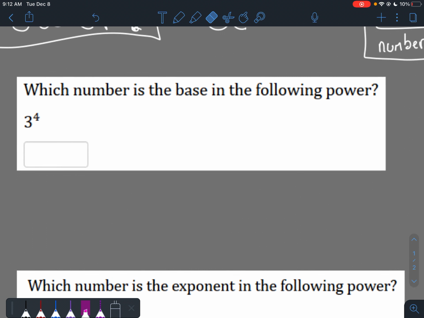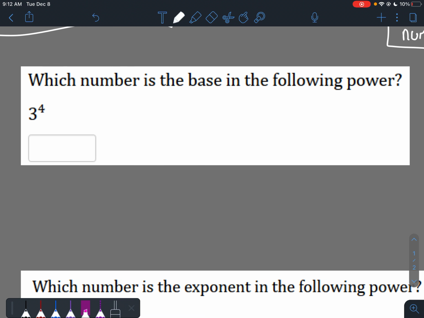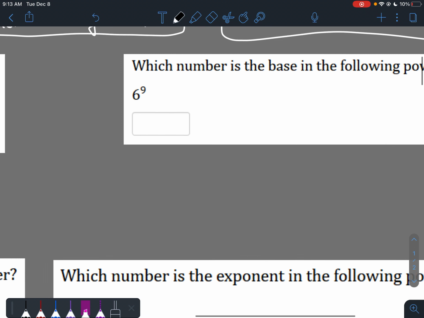So if we're looking at something like this, which number is the base in the following power? Well, if it's the base, it's going to be the number that is being multiplied. So in this situation, it would be 3. Now, the exponent would be the 4th. If I was to write this out, I would say that it's 3 times 3 times 3 times 3. So notice the exponent tells me how many times I'm going to write out the number 3. So it's 3 to the 4th. Which number is the base? That would be the 3.